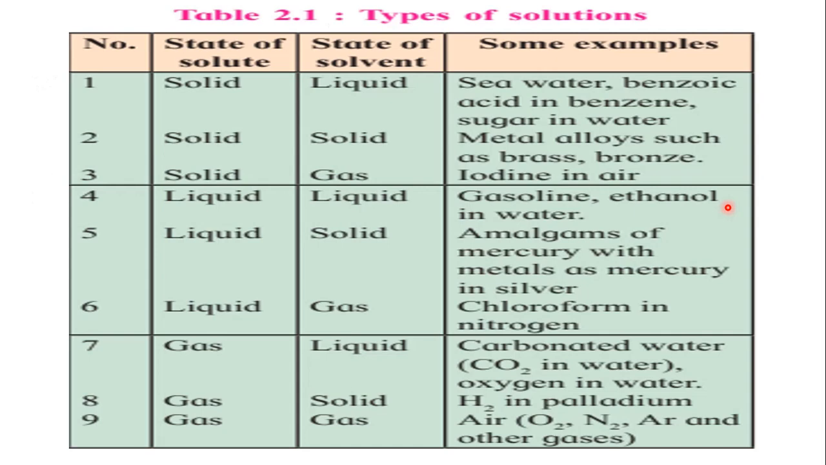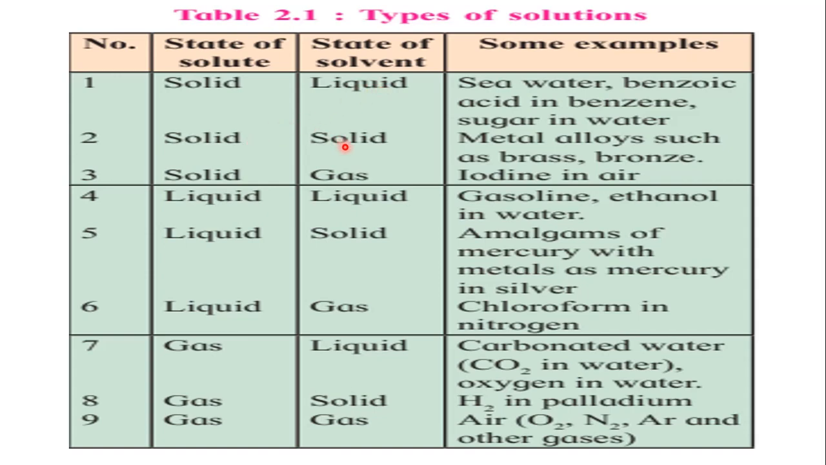See here. Here the physical state of solute is solid and physical state of solvent is liquid. Then solution appears in a liquid state because state of solvent is liquid, which is in a large quantity, and state of the solute is solid. So solid in liquid. For example, sea water. Sea water मध्ये salts असतात dissolve झालेली. Or benzoic acid in benzene. Benzoic acid is a solid and when it is dissolved in benzene it forms a liquid. So here solid in liquid. Sugar in water, example of this type, solid in liquid.